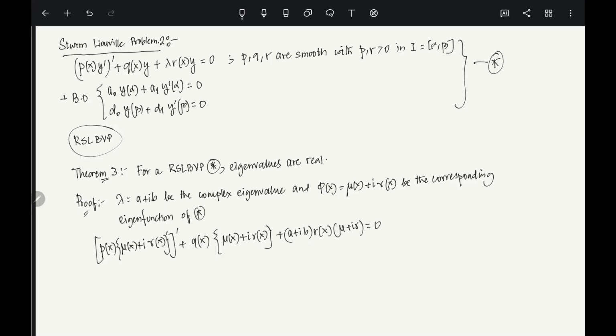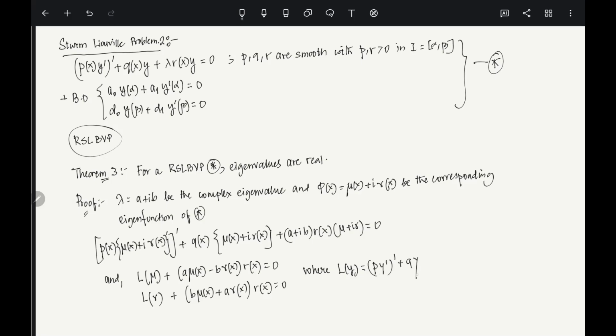Now, if you have something like this, we can actually break it up into real and imaginary parts. What we will have is L[μ] plus (aμ(x) − bγ(x))r(x), and L[γ] plus (bμ(x) + aγ(x))r(x) equals 0. This I want you to check yourself. And what is L? As we have talked about in the last video, L of y is (p y')' plus q y. So these two are possible. Please check this part.